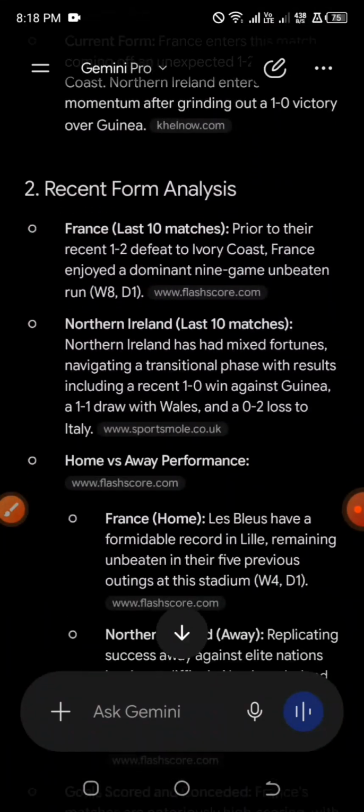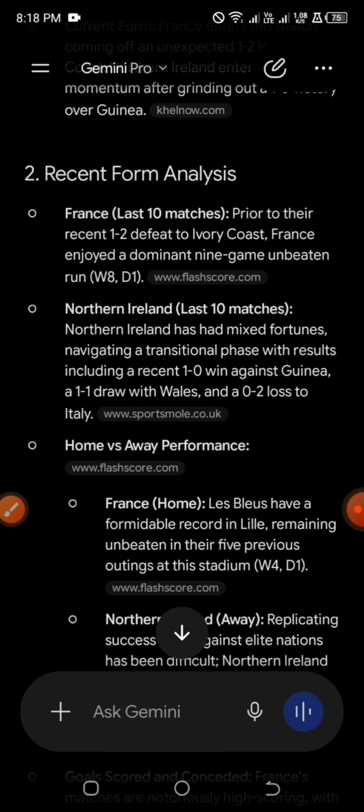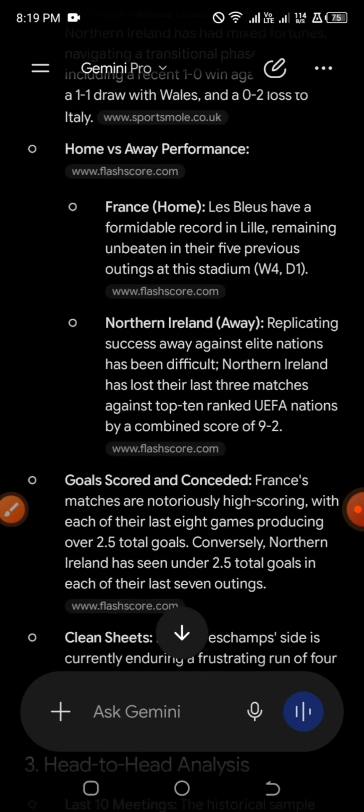If we are to look at the recent form analysis, we can look at France's last 10 matches. Prior to their recent 1-2 defeat to Ivory Coast, France enjoyed a dominant 9-game unbeaten run. For their opponents, Northern Ireland has had mixed fortunes, navigating a transitional phase with results including a recent 1-0 win against Guinea, a 1-1 draw against Wales, and a 0-2 loss to Italy. More away performance.